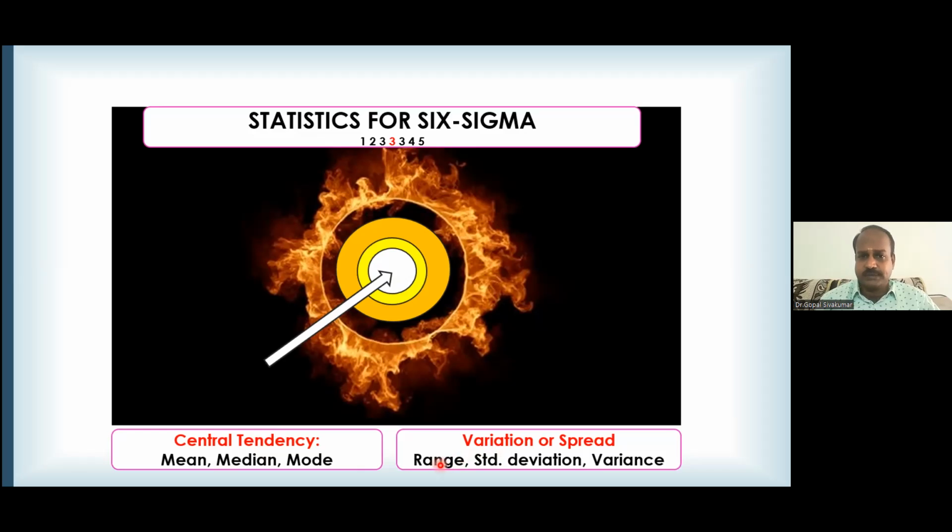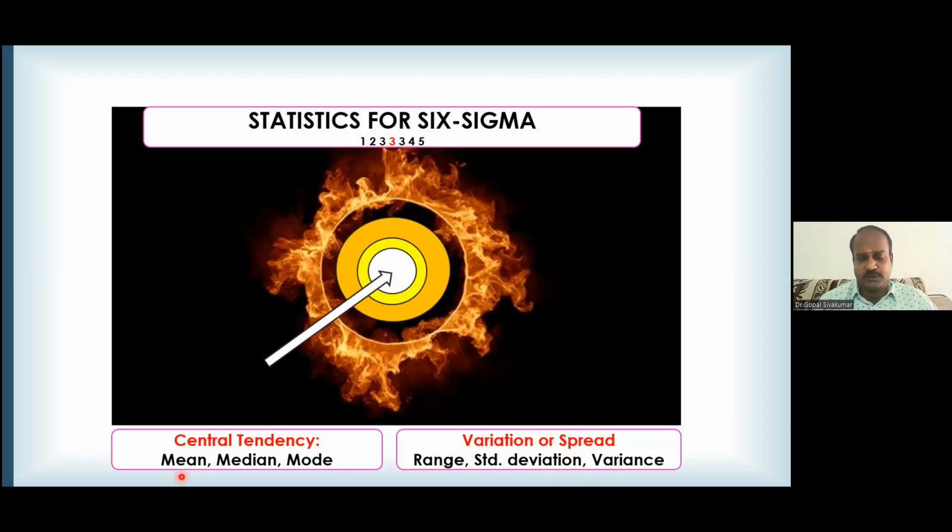So range means largest value minus smallest value. Standard deviation is deviation from the target or deviation from the center. Every point will be away from the center by a distance. That's called a deviation. On an average, how much is the deviation for a set of numbers? That is called standard deviation. You square the standard deviation, it becomes variance. Standard deviation is represented by the Greek letter sigma, and so variance is sigma square.